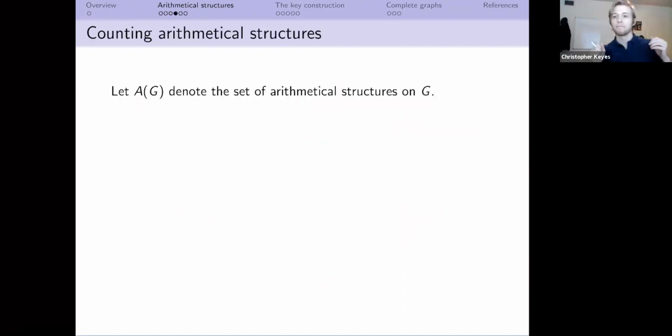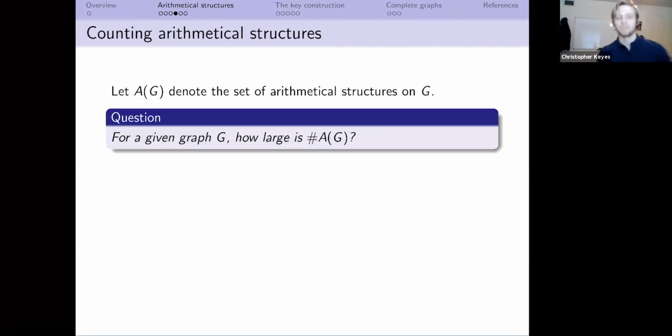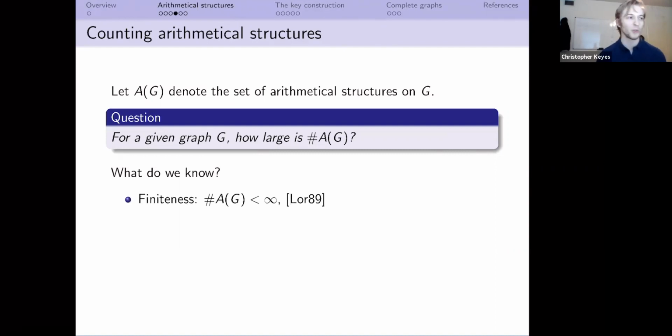So my title had, I think, counting or maybe bounding. I don't remember. But let's let AG denote the set of arithmetical structures on our graph G. So G is fixed. And here's my question. For a given graph, how large is this set? So how many arithmetical structures exist for a given graph G? What do we know? Well, for a long time, we knew not much. So Lorenzini proved that the set of arithmetical structures is finite. So only finitely many of these things on any given graph.